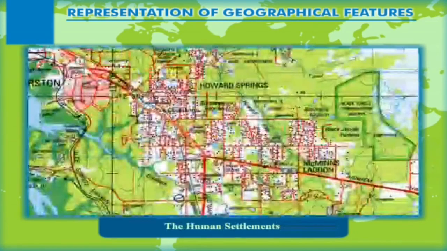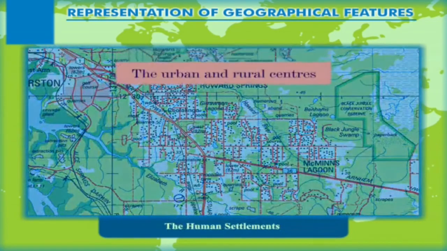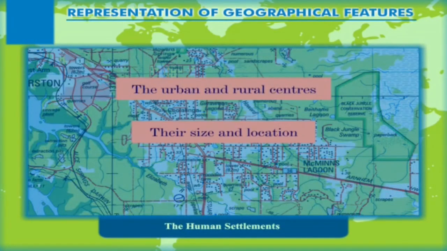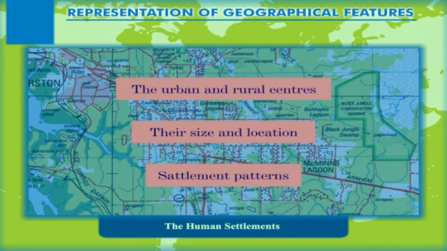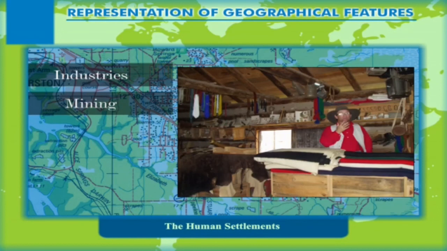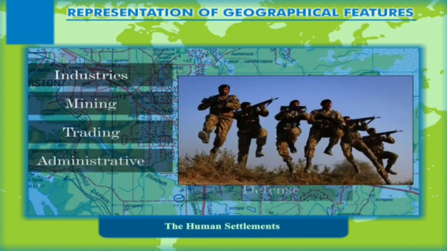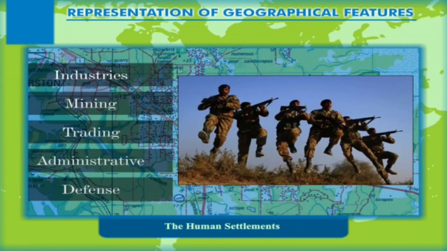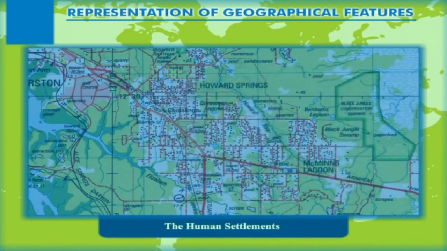The human settlements. The information includes the urban and rural centers, their size and location, settlement patterns, any special activities associated with the urban centers such as industries, mining, trading, administrative, defense, etc., density and pattern of the rural settlements. It also helps in finding land use and major occupations.